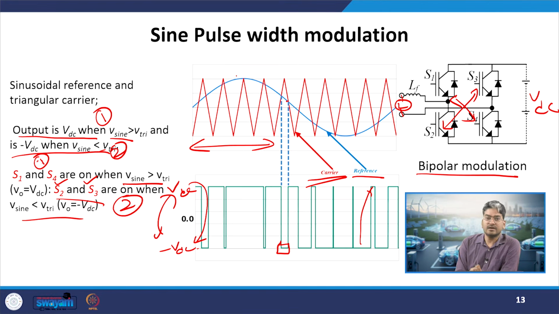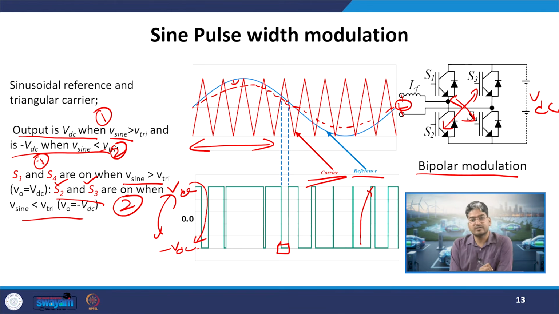Just by adjusting the triangle sine wave amplitude. Okay. So, I can change the output voltage just by changing the amplitude of the sine wave. Suppose I want to decrease the voltage, I will go for a sine wave, or the reference wave, whose amplitude will be less than the previous case.